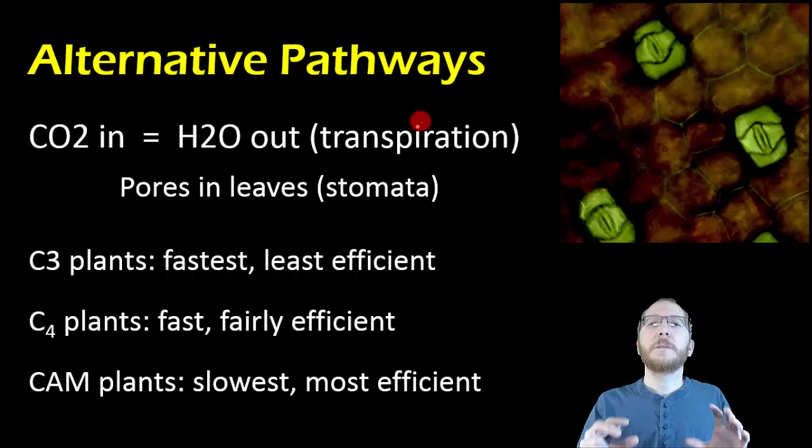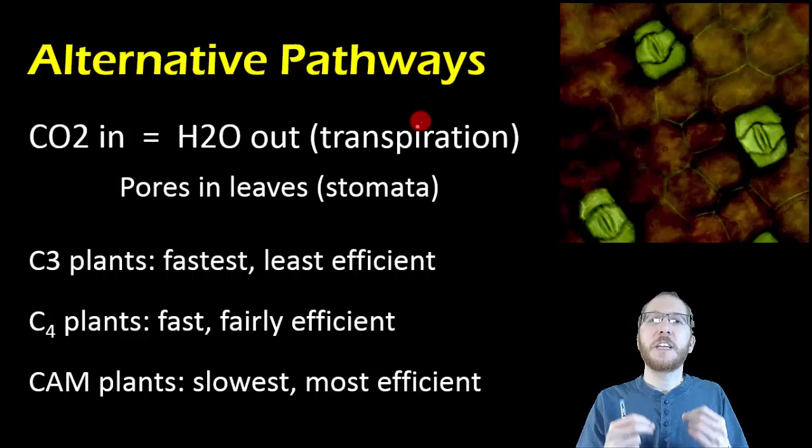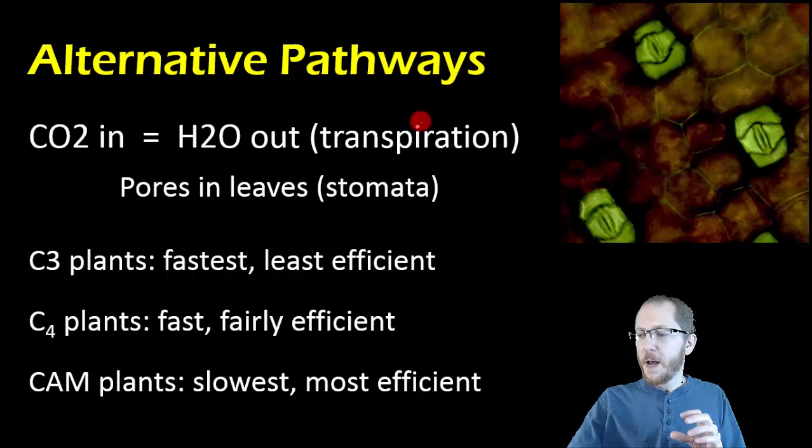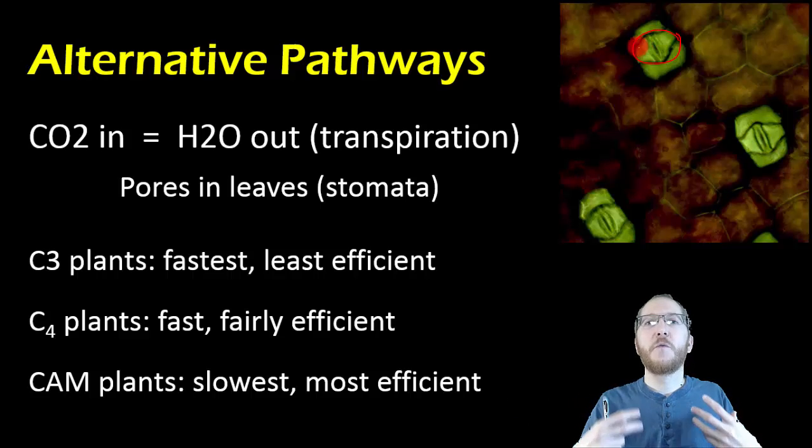Now there is one problem for plants. Plants need CO2 to do the Calvin cycle. But when they open up these pores that they have in their leaves, where photosynthesis typically occurs, this is a pore called a stomata. When they open that up, it allows CO2 to come in, but it also allows water in the form of water vapor to leave. That's called transpiration, when plants essentially sweat.